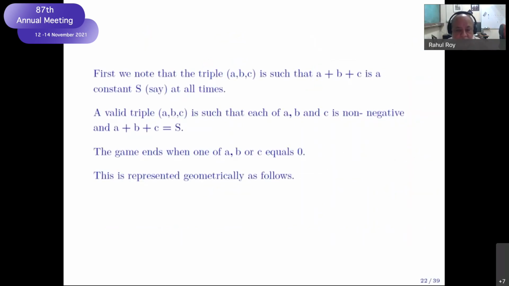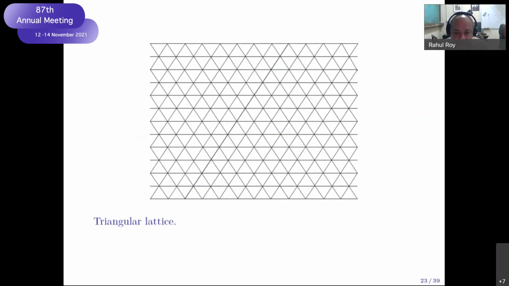So note a few things. In all those examples, the triple ABC is such that A plus B plus C is a fixed constant. Let's call it S. So a valid triple ABC is such that A, B, and C are each non-negative, and A plus B plus C is a constant S. And the game ends when A, B, or C equals 0. And this is a triangular lattice. This is called a triangular lattice in graph theory or in mathematics.